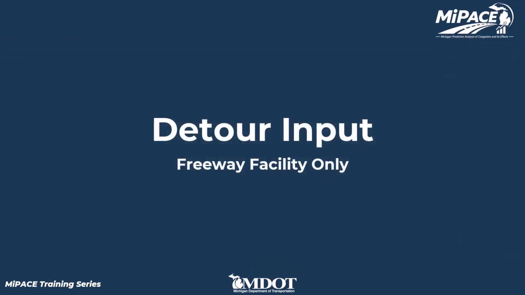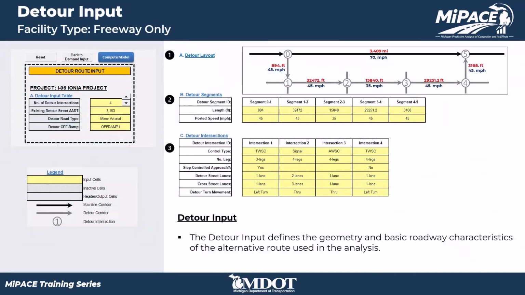Detour input applies to freeway facilities only. This section is used when the freeway analysis includes an alternative route for traffic that may be diverted away from the main line. The detour input is used to model the geometric and basic roadway characteristics of the alternative route.